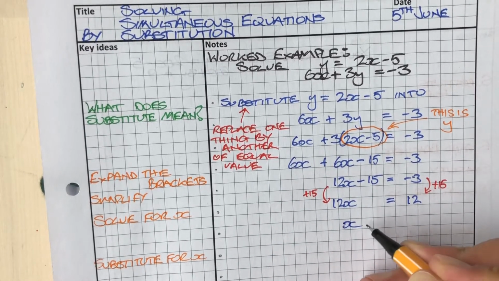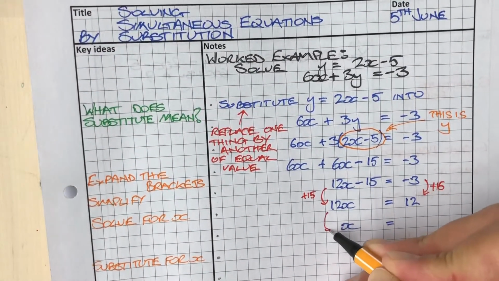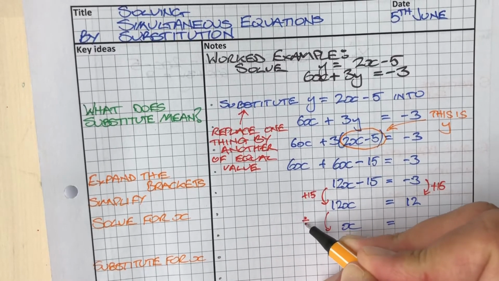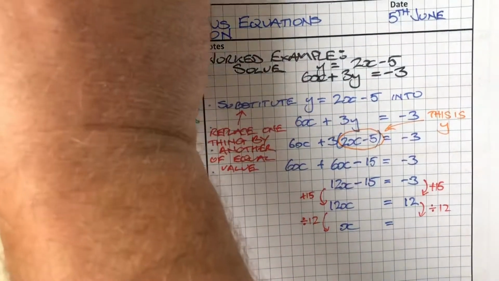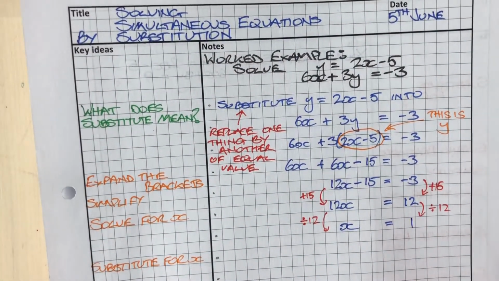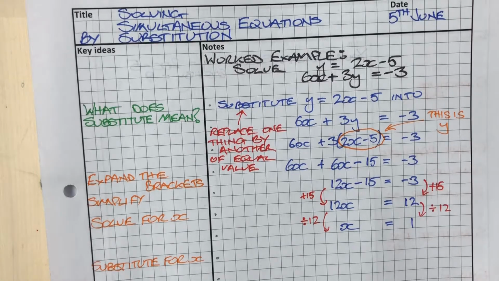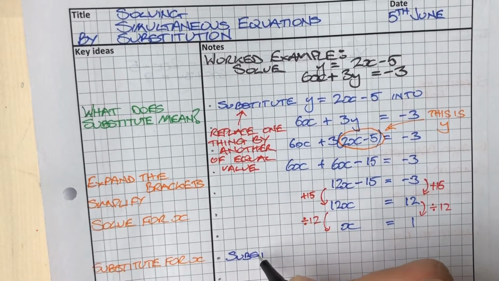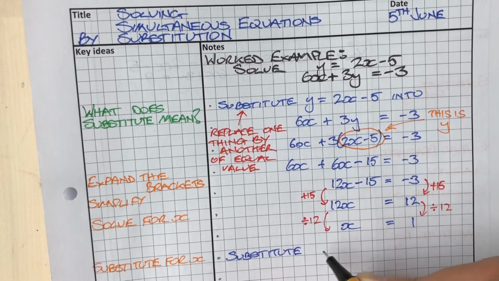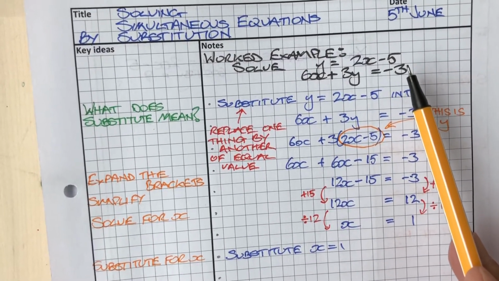Let's get that number on its own. There it is, on its own. How do I do that? I undo the times by 12 by dividing by 12 on both sides. My number then, x, is 1. Okay. Right. From here on, you should be fine. The steps are the same as in the elimination method. Substitute x equals 1 into whichever of these equations you think looks easiest.